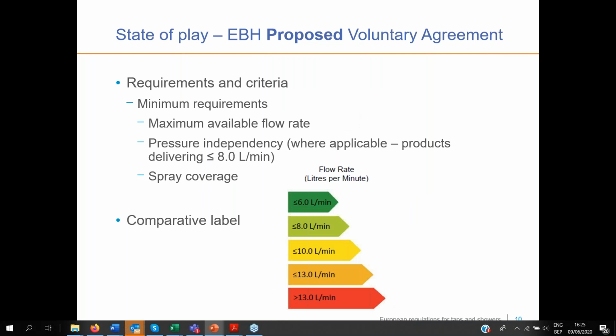The proposed requirements and criteria. So you actually have two aspects to this proposed voluntary agreement. Both requirements, like minimum to be accepted as part of the scheme, with a maximum available flow rate, pressure and dependency where applicable, and requirements on the spray coverage. But another aspect of this proposal is a comparative label. I'll say a few words on the next slide about that. The comparative label that is proposed has five classes only based on the flow rate, and it's the same for all products in the current proposal.